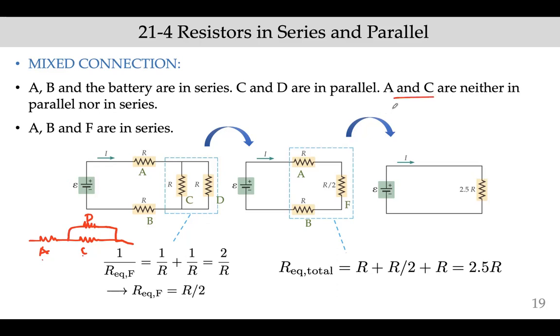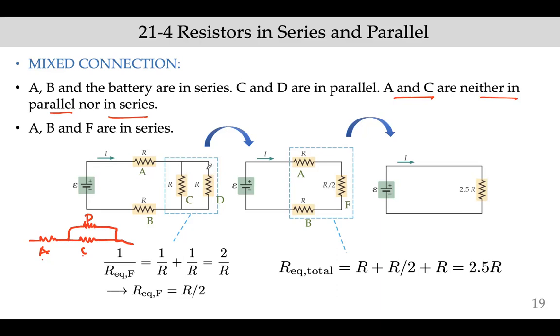So A and C are neither in parallel nor in series. So there's a mixed connection here. As I said, a connection doesn't have to be either parallel or series. It can be a mixed connection.